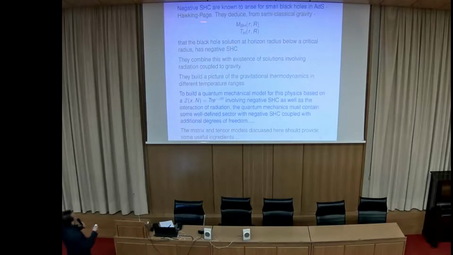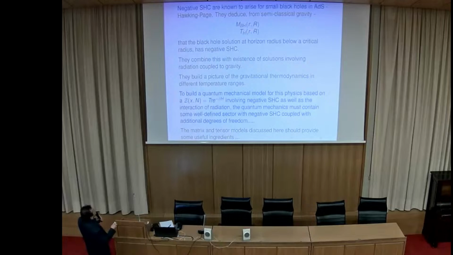As well, for this audience, maybe this is the most familiar thing, that small black holes in AdS have a mass formula as a function of the radius and the radius of AdS, and they have a formula for the temperature, the Hawking temperature. Using that, you can see similar behaviors for small radii. There's negative specific heat capacity, and when the radius of the black hole becomes large compared to the AdS scale, then you start getting positive specific heat capacity, and they build up the thermodynamics.